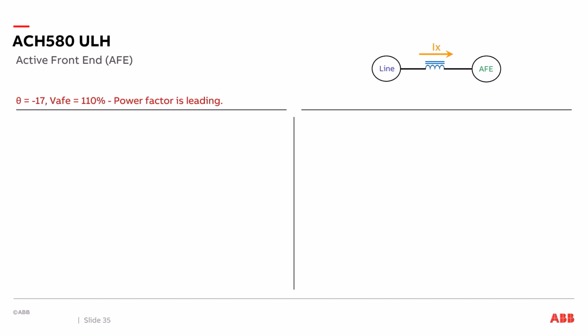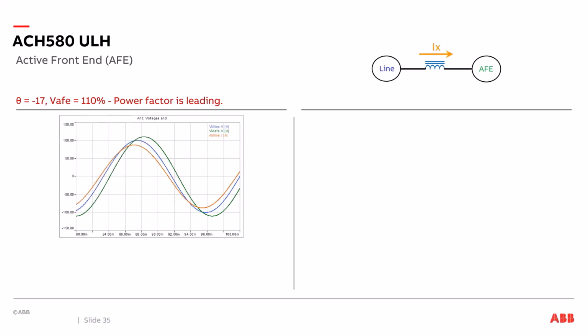Now let's take a look. We're going to leave our phase angle at minus 17 degrees and move our active front end to 110% of the line voltage. The power factor is going to be leading now. So let's take a look at what we see here. We've increased the voltage on the green, which is the active front end voltage, and we left the line voltage at the same point where it was. And what we're having now is the phase angles. This is going to cause the current to be leading the line voltage.